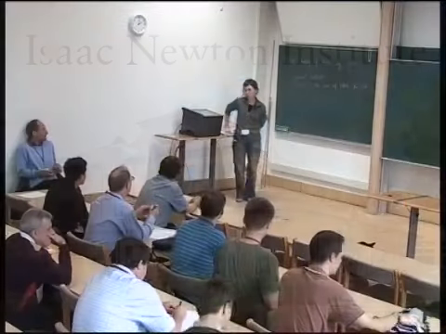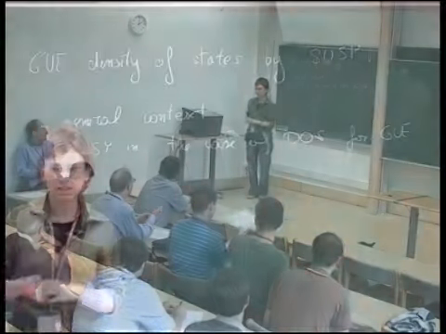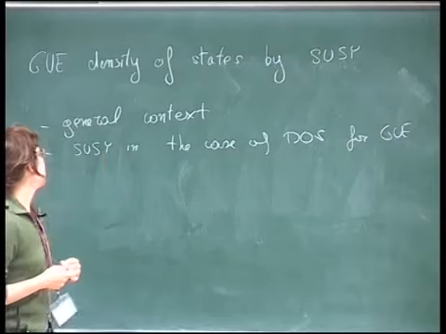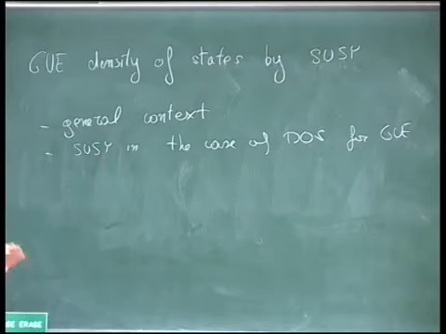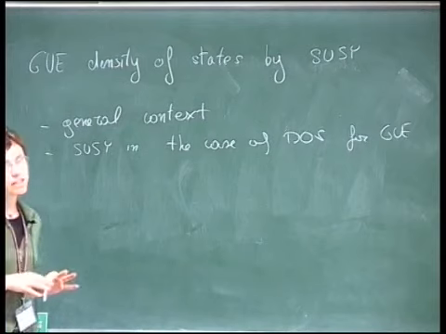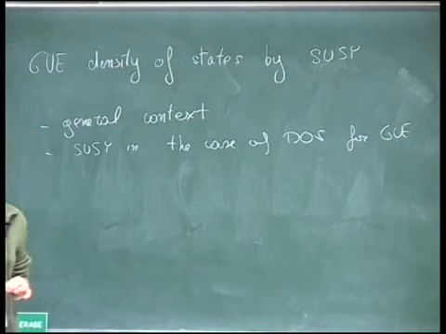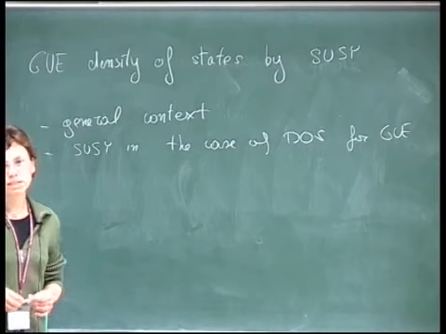This talk is a continuation of the lecture of Jan Fyodorov this morning. So I'll try to show you how to apply the supersymmetric approach, in all details, in the case of the density of states for a Gaussian unitary ensemble. That's the easiest possible example.